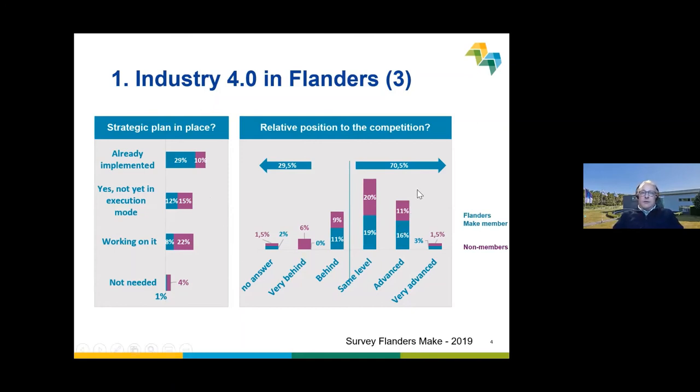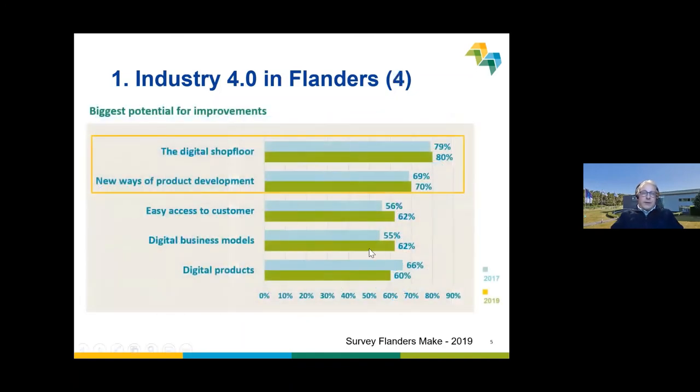Looking at the relative position to the competition, 70% thinks that they are at least on par with their competitors, and 30% still has some way to go. So quite a few companies think that they are either advanced or at the same level. The survey was done in 2019, but the report was published just before the COVID-19 crisis in 2020. Now, the biggest potential for improvement is seen by the companies as the digital shop floor. 80% says we have a lot of improvements to do on the shop floor, and we see that digital technologies can help us a lot. And the same goes for new ways of product development. So companies see less improvement in products or in digital business models.